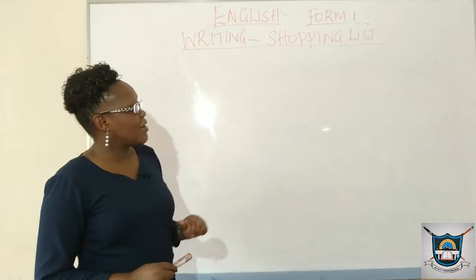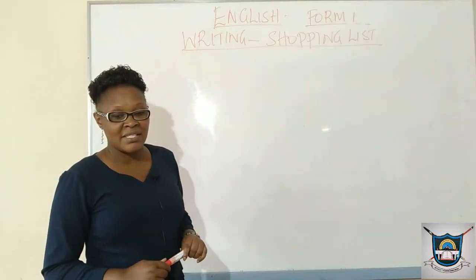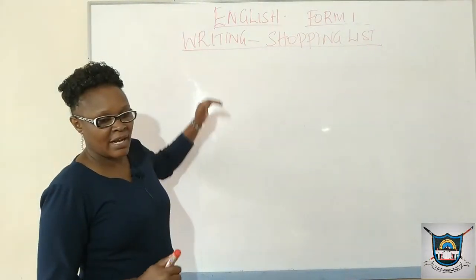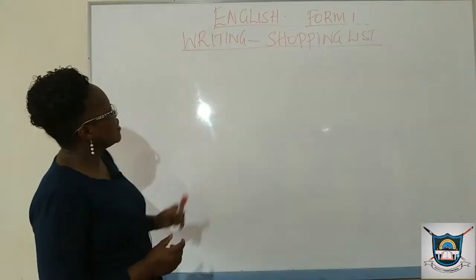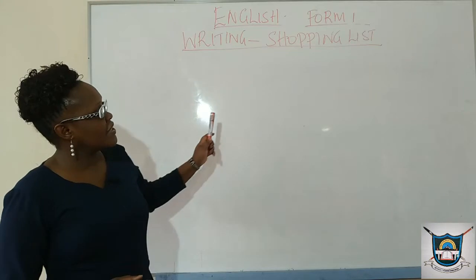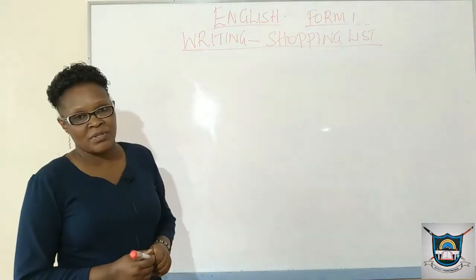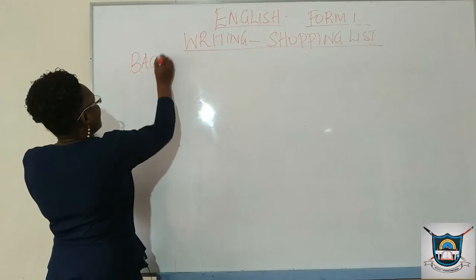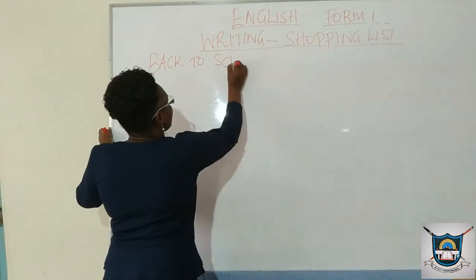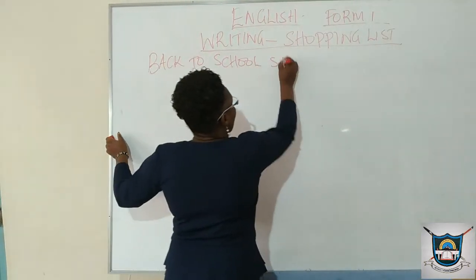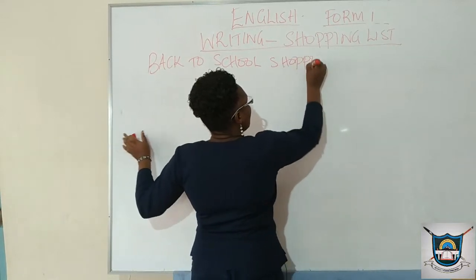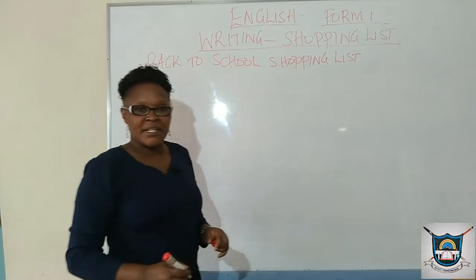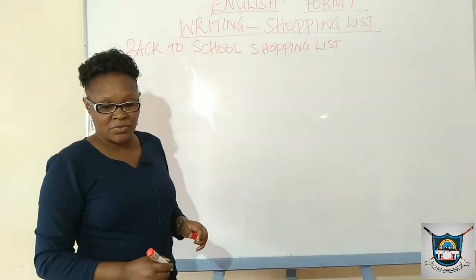So we have said that our content number one is the title. So here we come and write the title in capital letters. We are going to write a shopping list for back to school. So our title will be Back to School Shopping List. Remember, we said we can be creative and write where to shop.